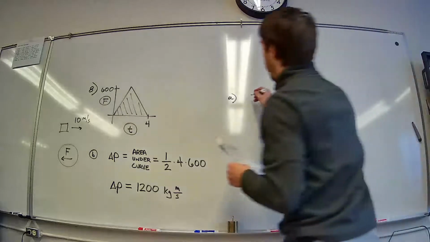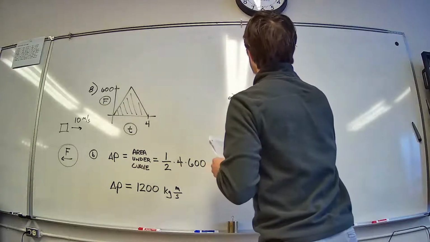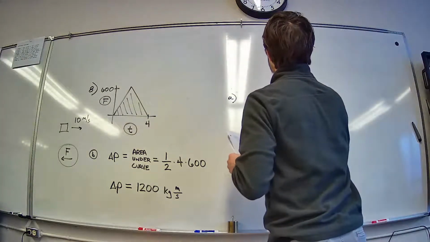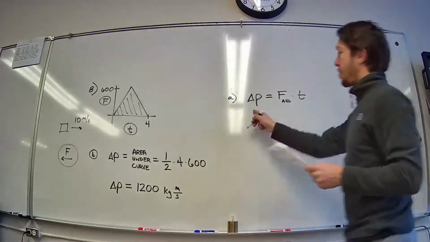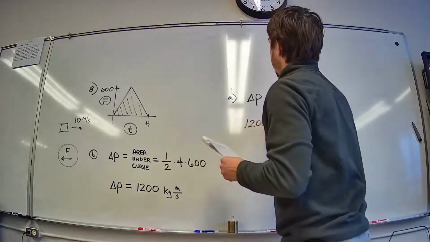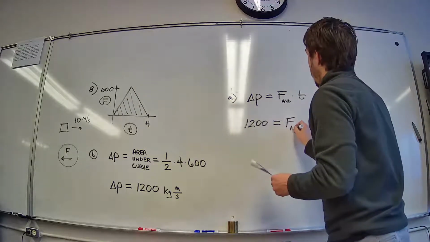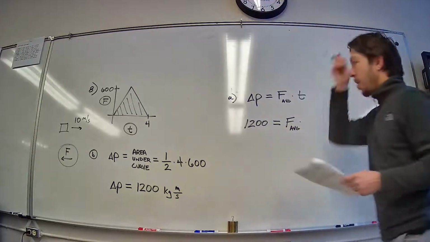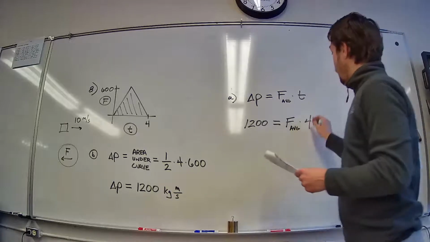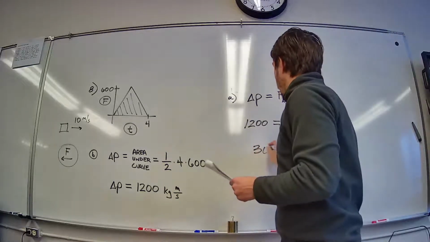What's the average force then? Well, change in momentum is the average force times the time period. So this is 1,200, and the time was 4.